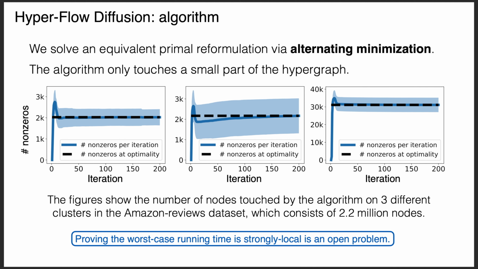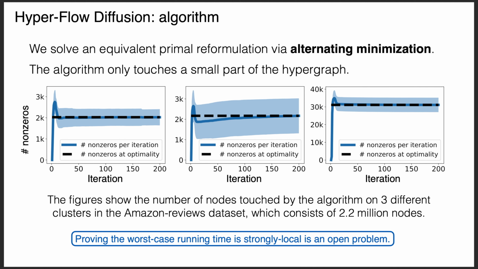All right, algorithm. Remember that we have formulated hyperflow diffusion as an optimization problem, and we are going to use the optimal solution to perform either node ranking or local clustering. So we have to solve an optimization problem. In order to do that, we solve an equivalent primal reformulation, which is separable, so it can be solved by alternating minimization. The resulting algorithm only touches a small part of the hypergraph.